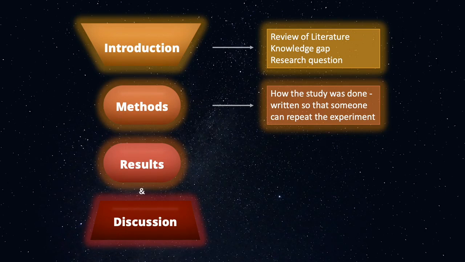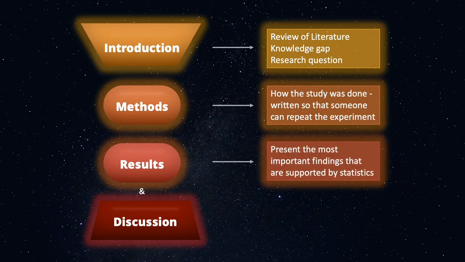It should be written in such a way so that peers can repeat the experiments and validate your procedures. Repeatability is essential for meeting one of the requirements of a primary publication. In the results section, you present the findings of your study that are supported by statistics. This is the most important section of your paper because it is your contribution to the field. Only the most significant results should be presented here and in the order of importance.